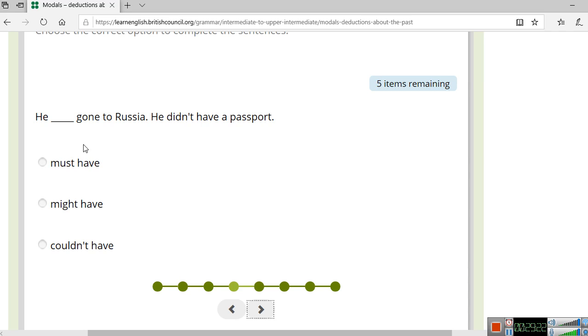He blank gone to Russia. He didn't have a passport. So Sonia, can you please help me with this one? Sure, teacher. It could be couldn't have. He couldn't have gone to Russia. He didn't have a passport. And why do you think that's the option?